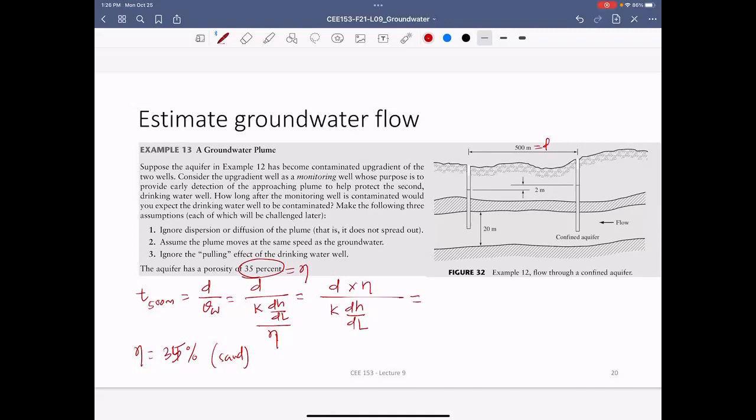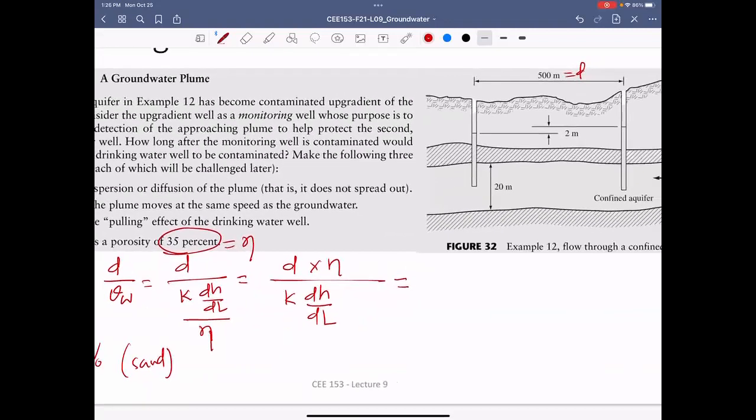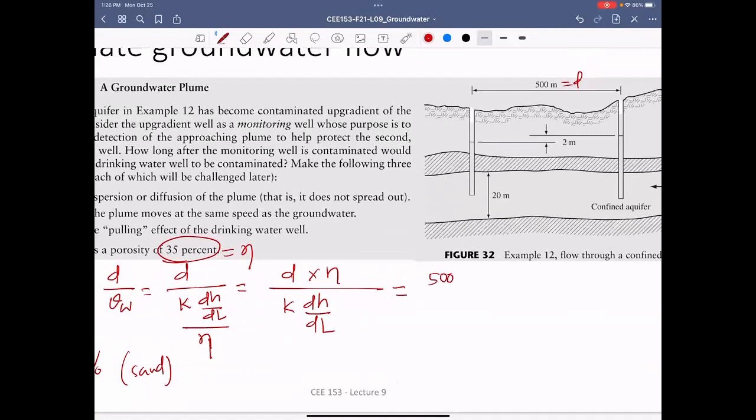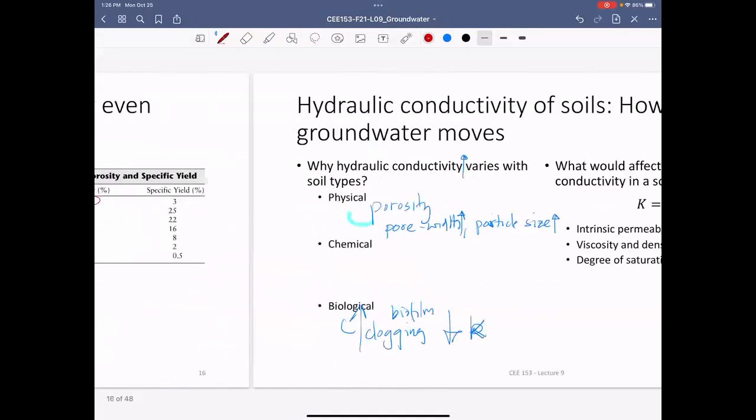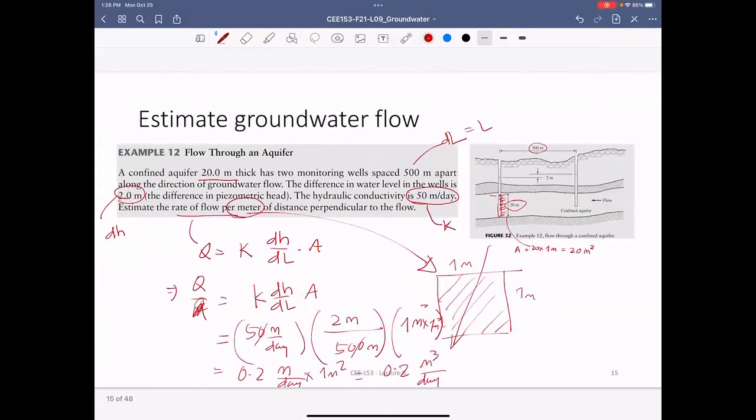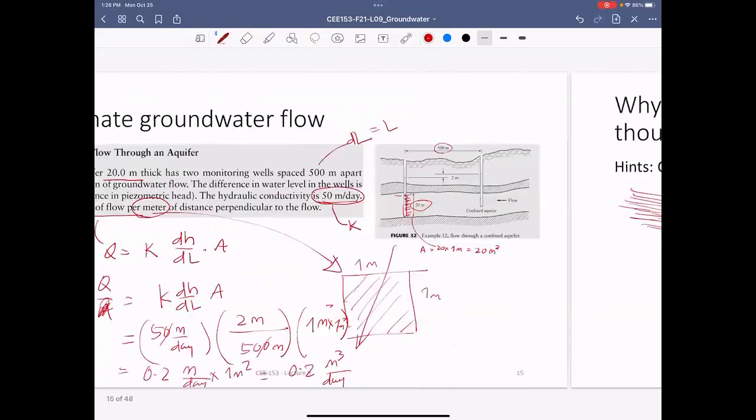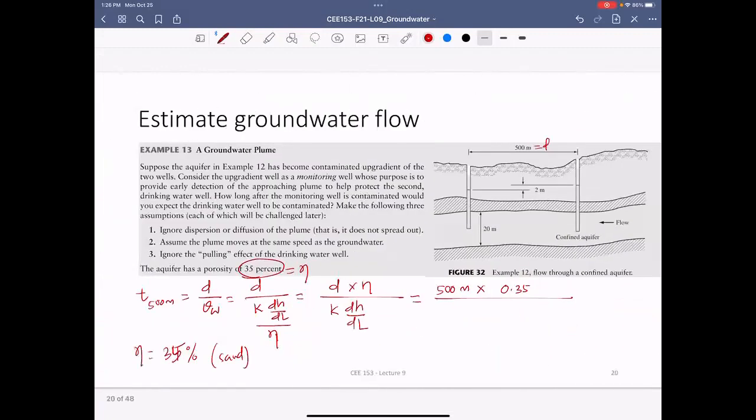All right, so everything else is given. D is 500 meters, thus the distance it will move. Porosity is 35%, 0.35. K is whatever you calculated in question 12. Question number 12 is 50 meters per day. That's the hydraulic conductivity, 50 meters per day.